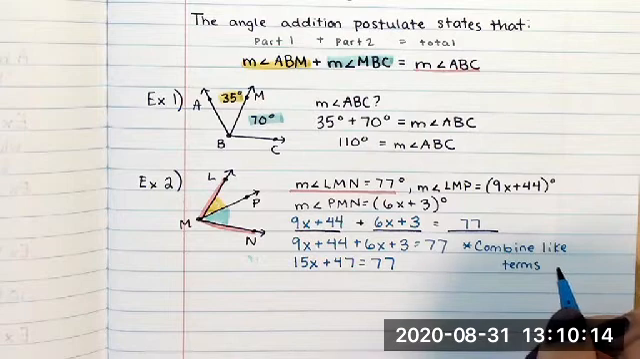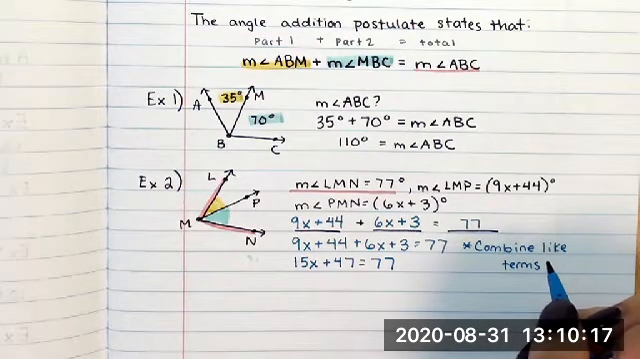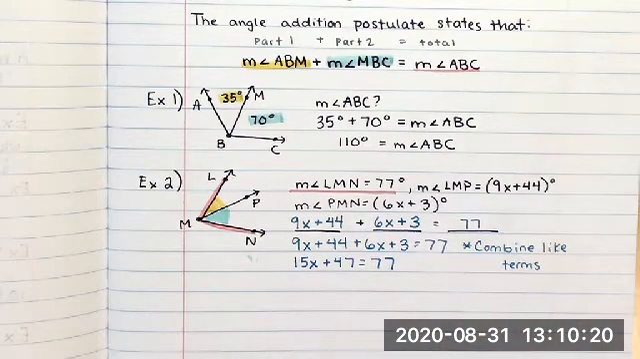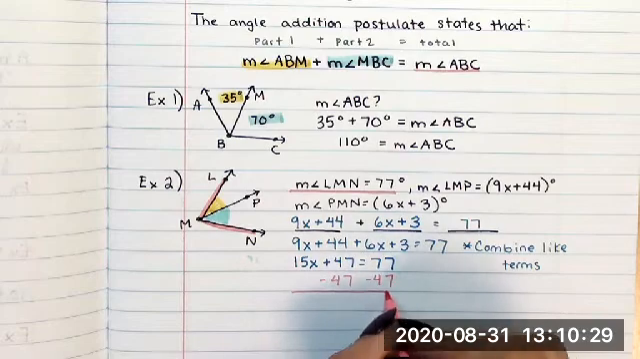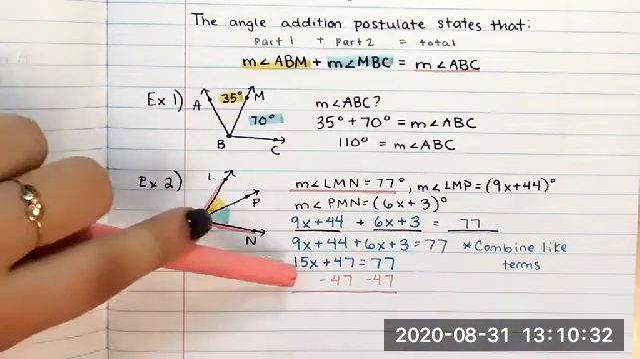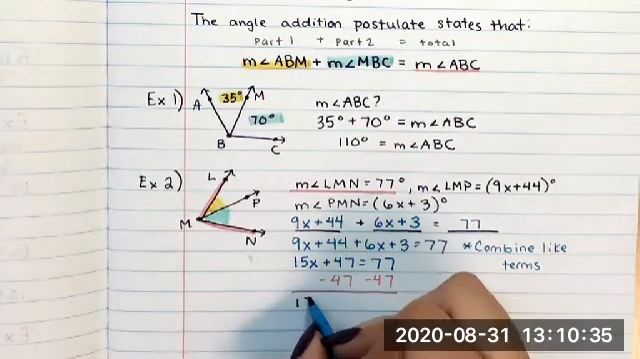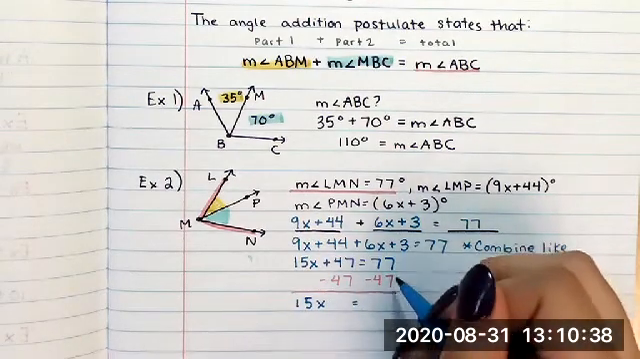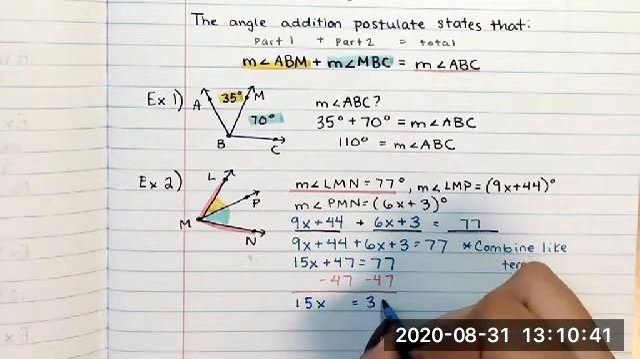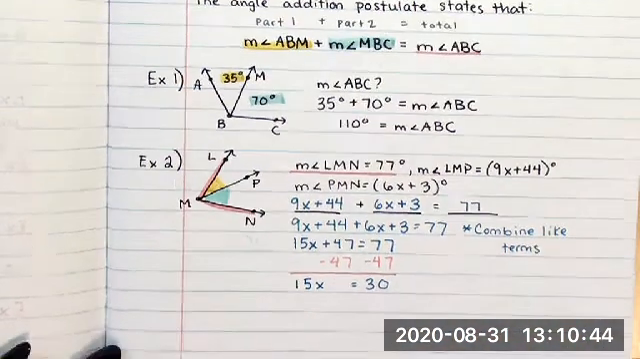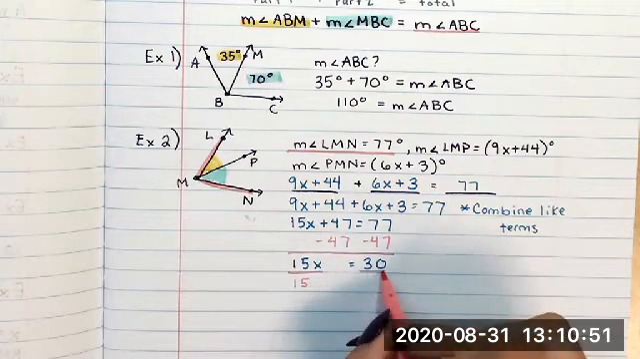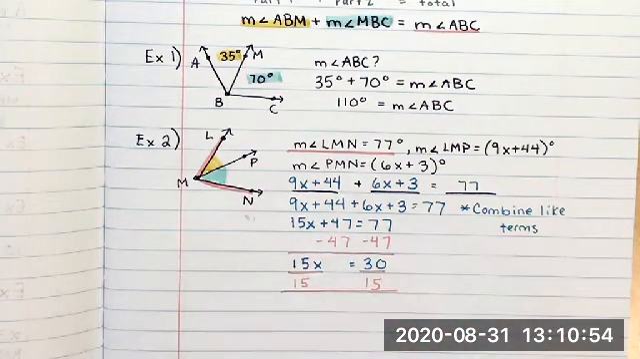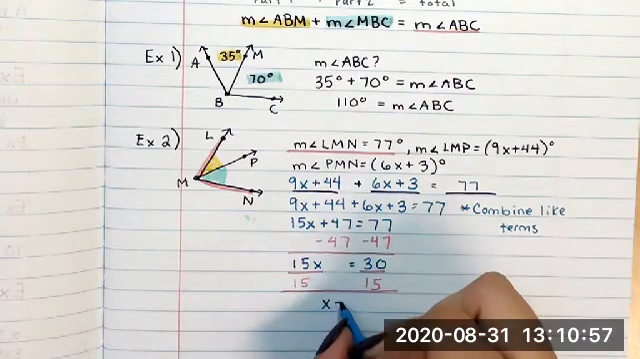There we go. That's looking a lot better. Now I only have a two-step problem. So the first thing I'm going to do is work backwards. I'm undoing the addition with subtraction. I'm going to subtract 47 from both sides. I'm doing that before I tackle the multiplication. So that gives me 15x equal to 77 minus 47 is 30. And then all I have left is to divide out the 15. Then we have x equals 2.